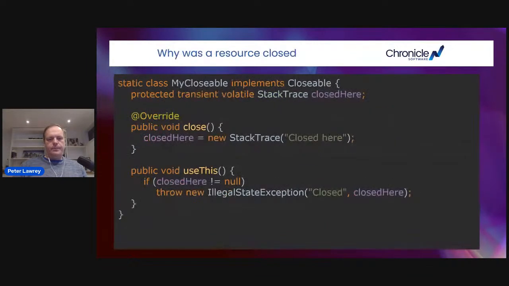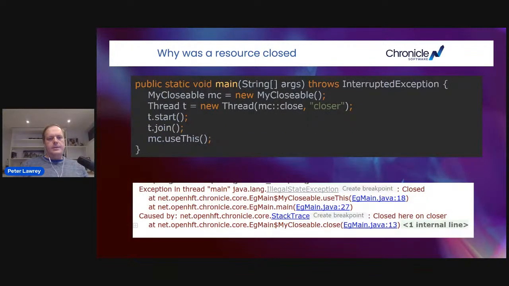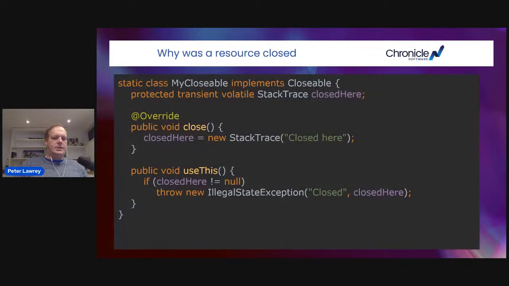So here's an example. Say you've got an object that is closable, and you want to make sure that it's not used after it's closed. Now, one of the problems with this is that often it's difficult to determine, well, if I use an object and it blows up because it's been closed, why was it closed? You know, where was it closed? This is particularly relevant for long-lived objects. So here's an example where I take a stack trace for where it was closed, and then later I throw, in this case, an illegal state exception with the type being closed.